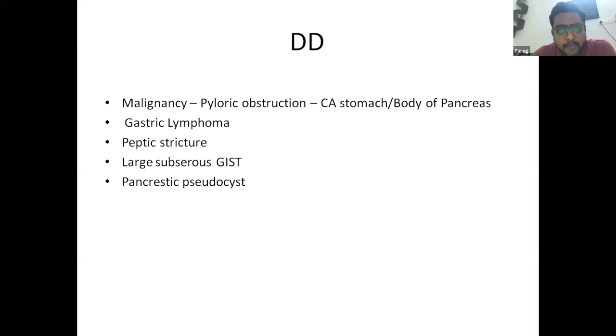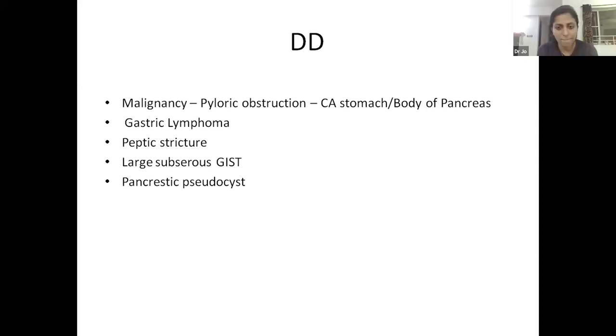Should have pain in abdomen, ma'am, which is not there. No, they don't have pain. They just present like this. What is the most important thing? You'll feel a lump, an olive-like mass. Yeah, there is a mass in this patient. The patient says that he's feeling a mass, no?